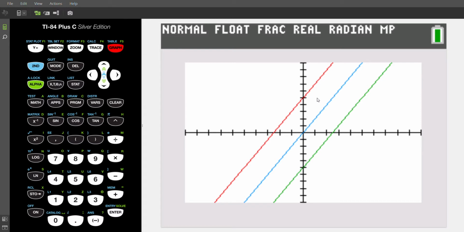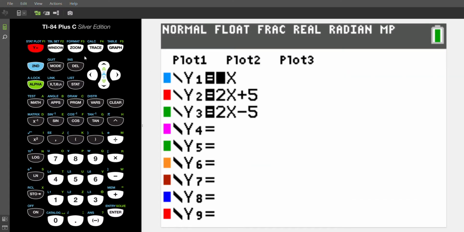Notice, however, all three of these lines appear to be the same steepness. So we haven't really affected the slope at all by adding and subtracting numbers to 2x. So let's try doing that. Let's keep our 2x in there and clear out these other ones. And instead of adding and subtracting numbers, let's try to change the number that's actually multiplying our x, the 2.